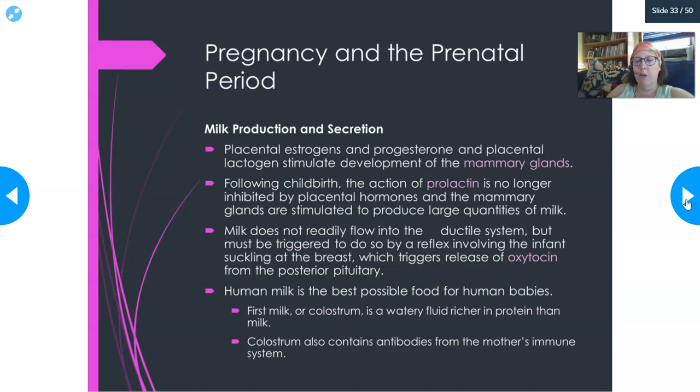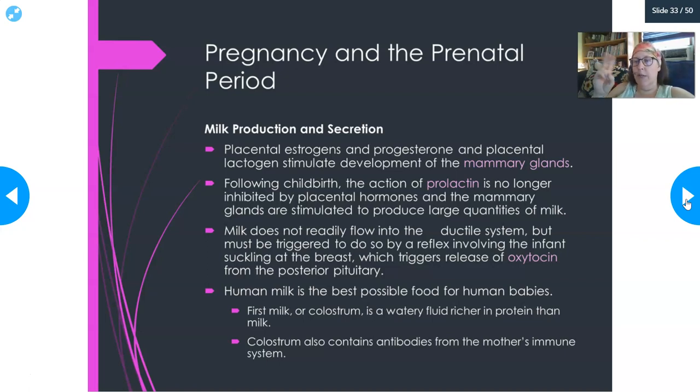The milk does not readily flow into the ductile system, so it doesn't just rush out, right? It has to be triggered to let down, as it's called, by a reflex that involves the infant suckling at the breast. The fact that the infant is hungry and latches on and starts suckling is what allows the milk to flow down into the breast and the baby to get the milk. That also triggers a release of oxytocin, the same hormone that initiated labor, from the posterior pituitary.